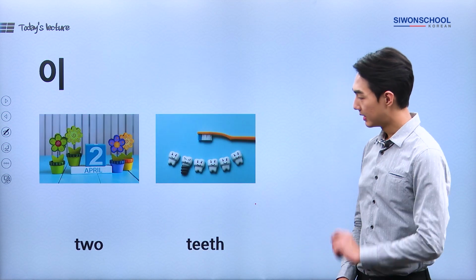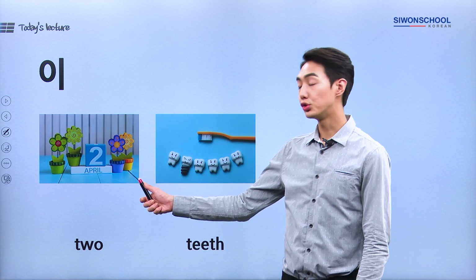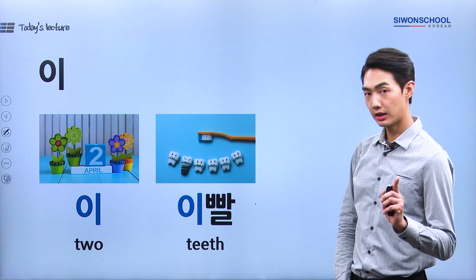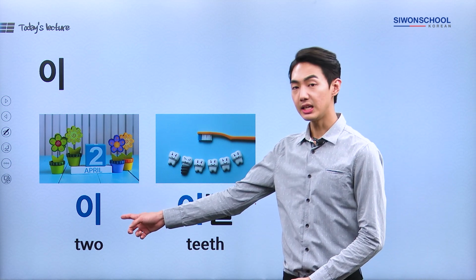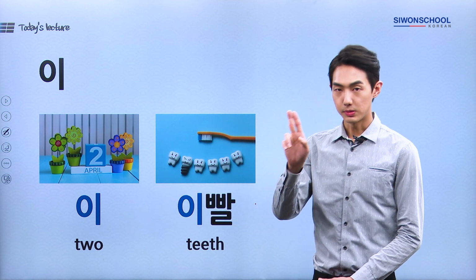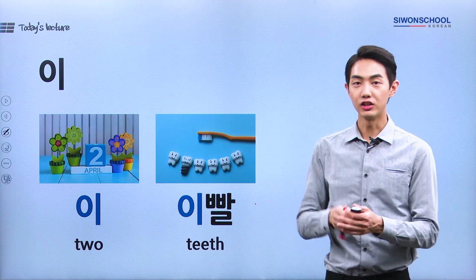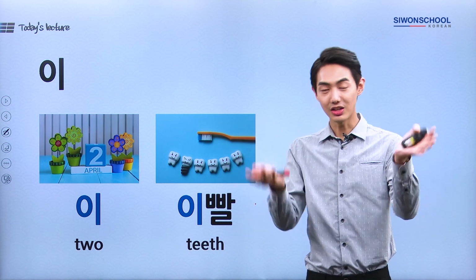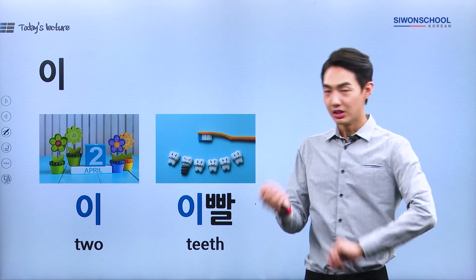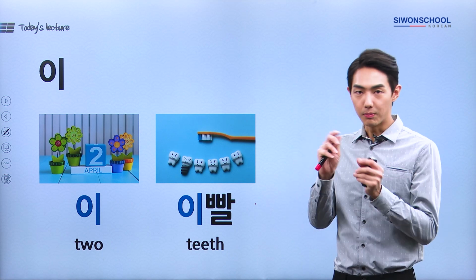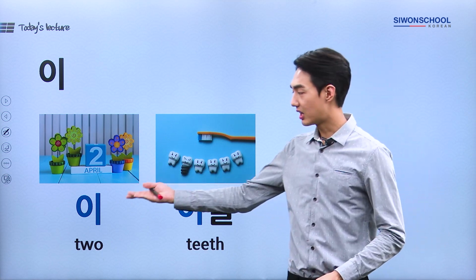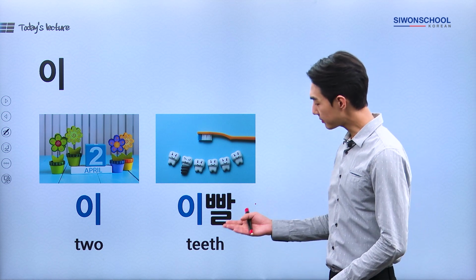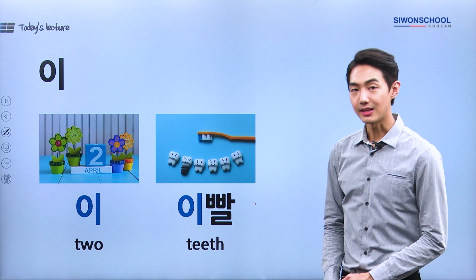Okay? So, 이 actually has two meanings. Ta-da! 이 means two just by itself. Whenever 5 and a 2 meet together, it's 오이. So it becomes cucumber. Just like that, you can mix and match, do a little battle with combining the letters, but just the letter 이 means two. Also, it actually means teeth.